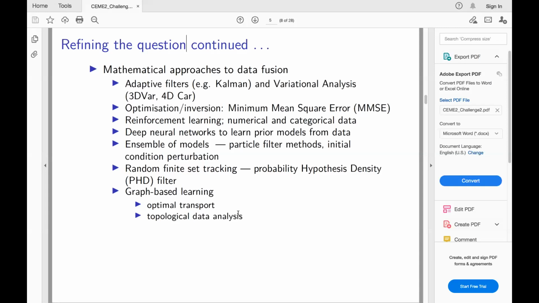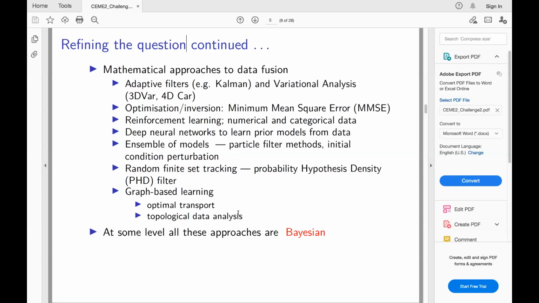Some image processing algorithms, for example, you can get optimal bounds, but we don't really know what a prior space of all images is. But actually, recently, deep neural networks are learning Bayesian priors, and that's something that might be interesting. And then there are ideas of particle filters, ensembles of models. There's a notion of random finite set tracking and probability hypothesis density filters that are used in tracking problems. And then there are more modern ideas in topological data analysis and graph-based learning, which is for things that are really not linear problems. But at bottom level, there is some Bayesian approach.